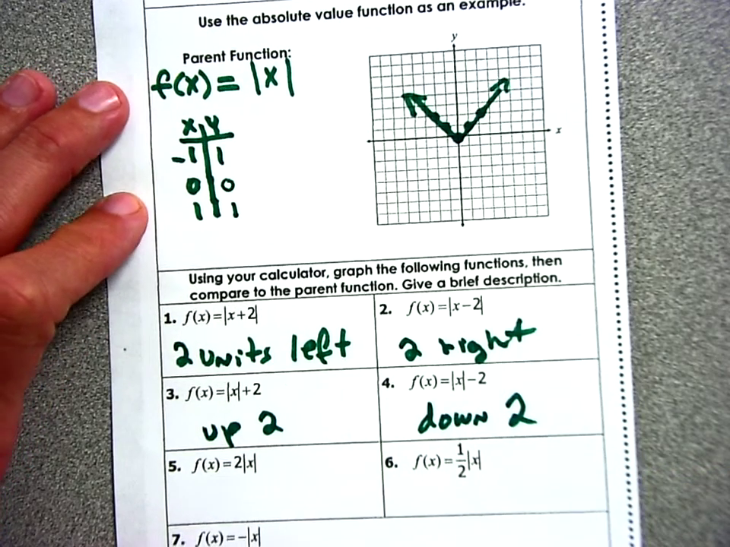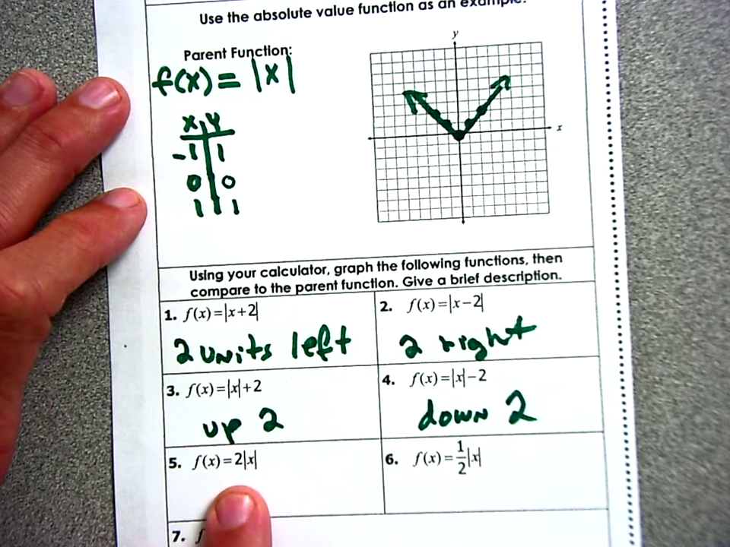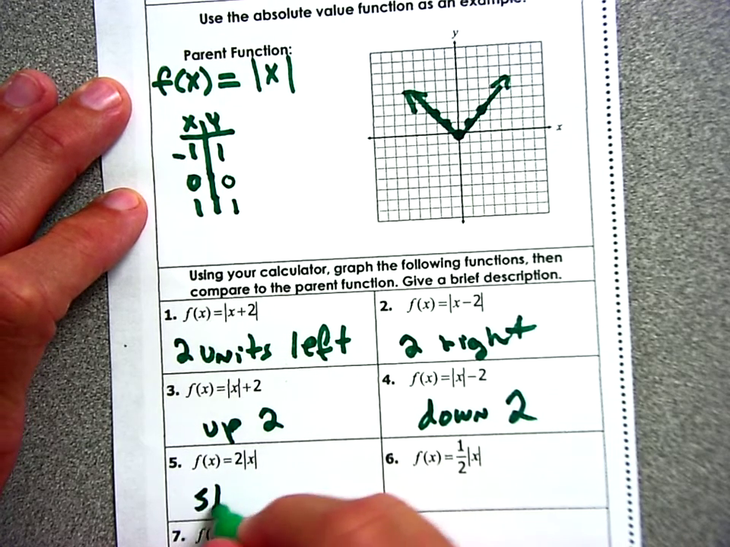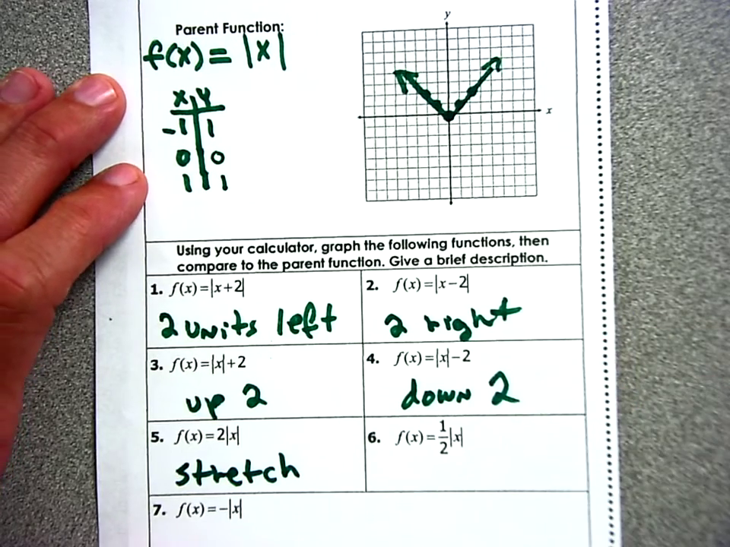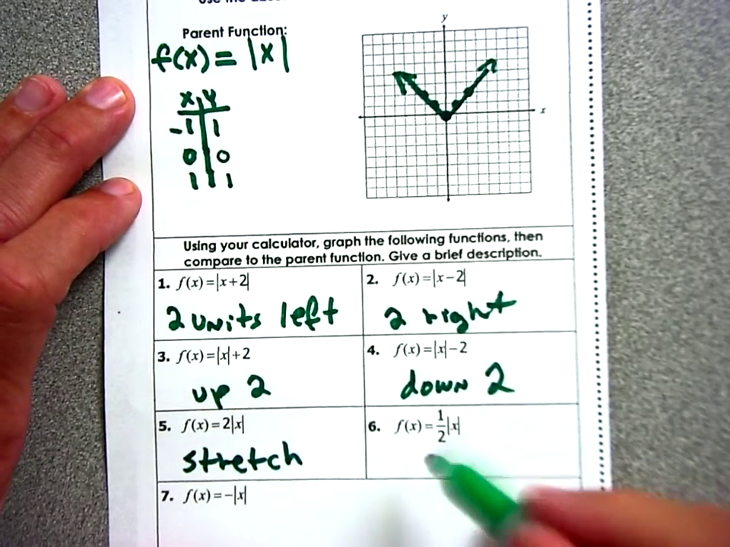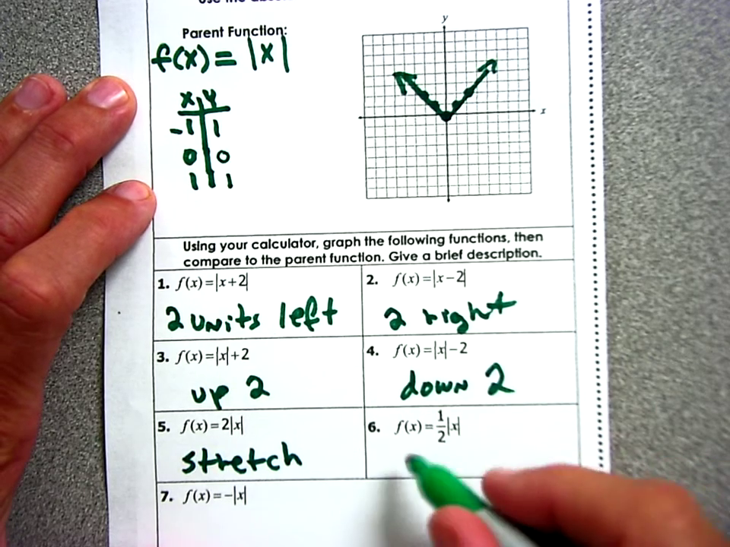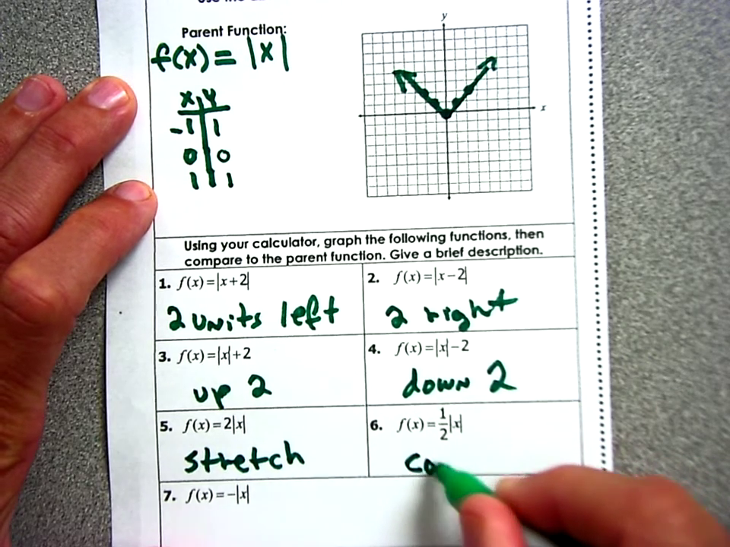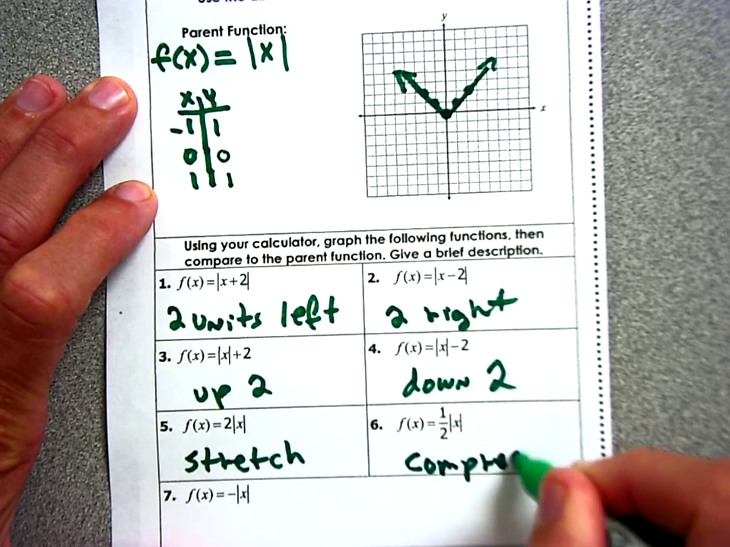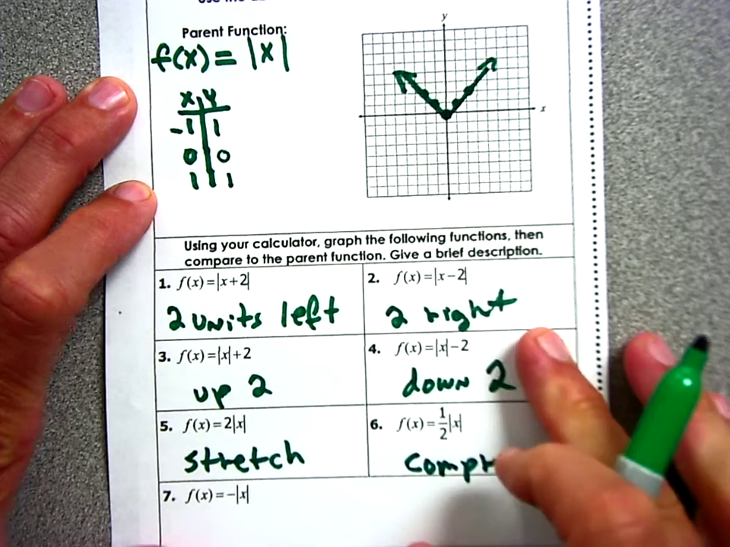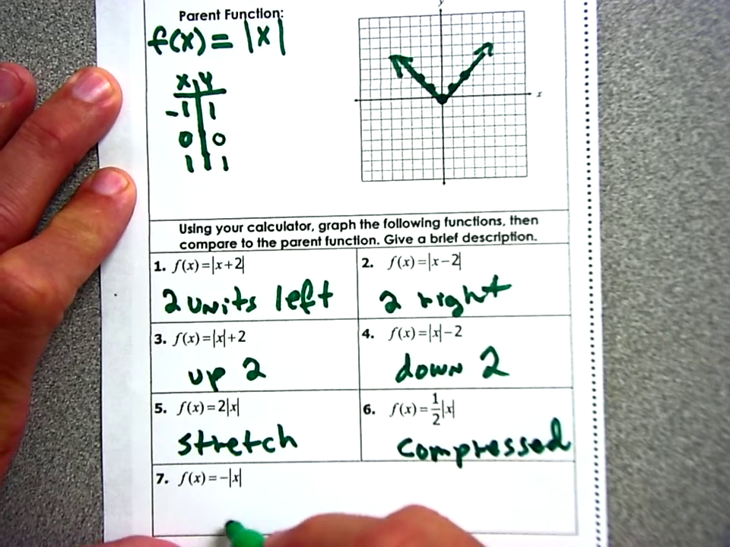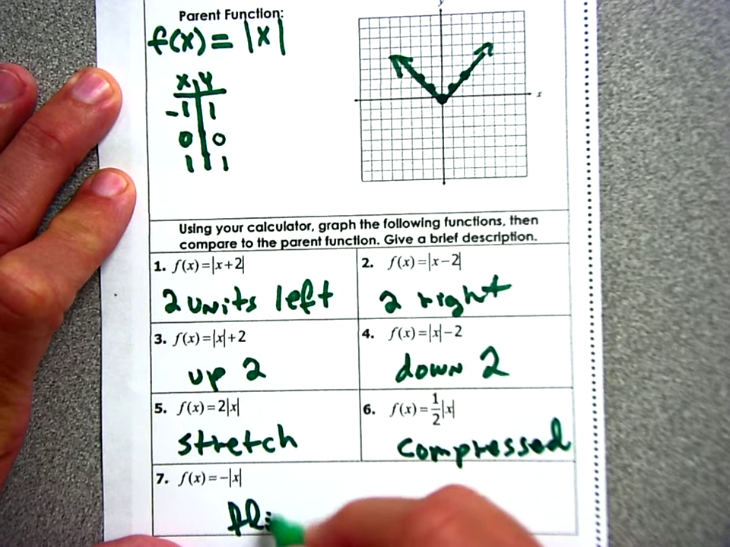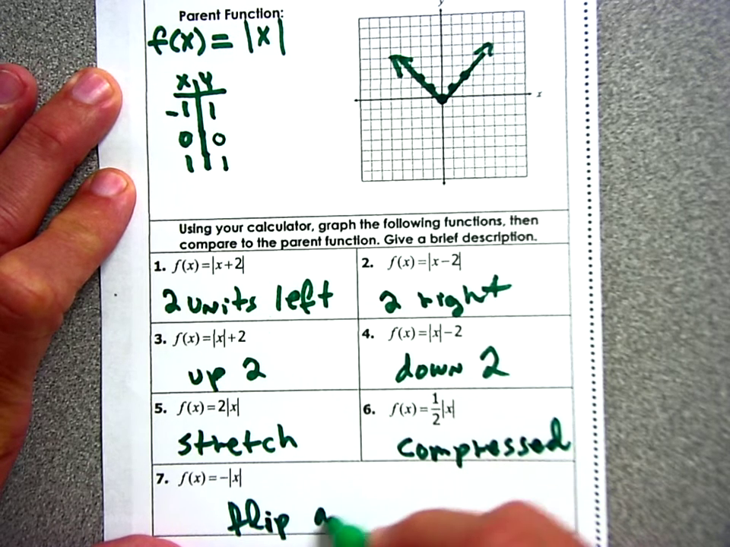Number 5 is bigger than 1, that coefficient of 2, so this is a stretch. This one's absolute value is less than 1, so this is compressed, shrunk down. And then finally, if you change the coefficient sign right there, it'll flip across the x-axis.